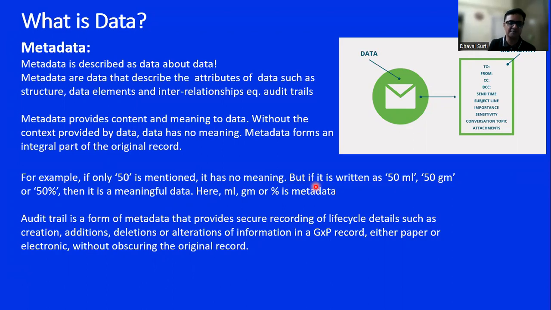So let's understand. If I write 50, it means nothing. It's just a number. But if I write 50 ml, 50 gram, 50%, then it is meaningful data. 50 ml can be the volume, 50 gram can be the weight, 50% can be the percentage about trends or some value, or some percentage out of some compiled data. So this is how metadata gives meaning to the original data.